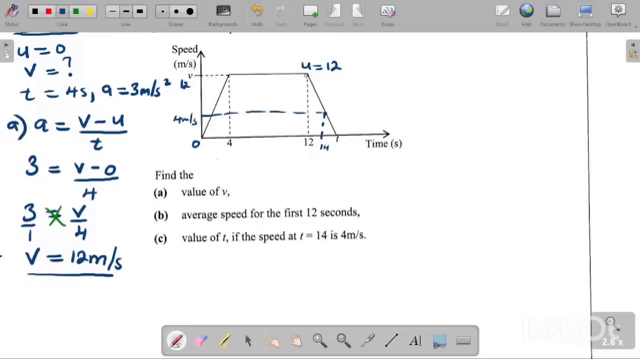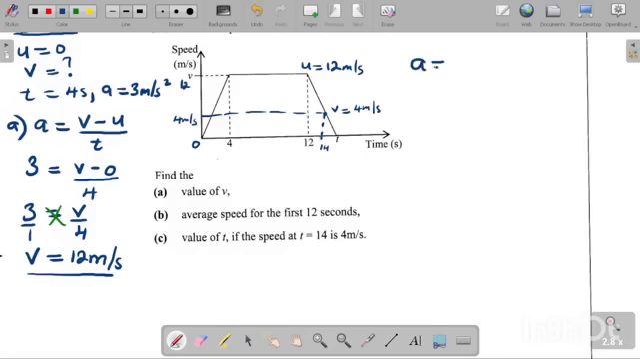Since the line is straight, dropping like this, it means the deceleration, or the acceleration here, is constant. So first we need to find the acceleration. We have u here, and we take this as the final velocity: v here will be 4 meters per second.